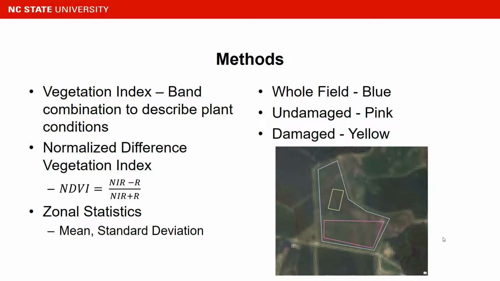I was using the NDVI, which is the ratio of the NIR minus the red divided by the NIR plus the red. And then I was going to extract zonal statistics, which are the mean and the standard deviation of that index from each of my zones: the blue zone, which is the whole field. The pink has all undamaged, and then the yellow is the damaged portion, which is drawn directly from the UAV image.